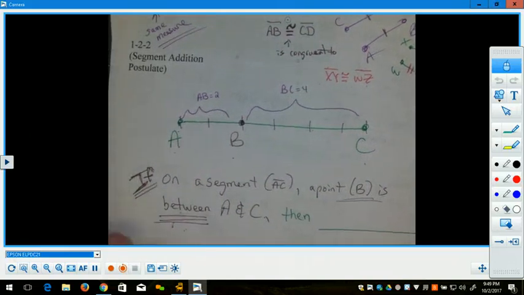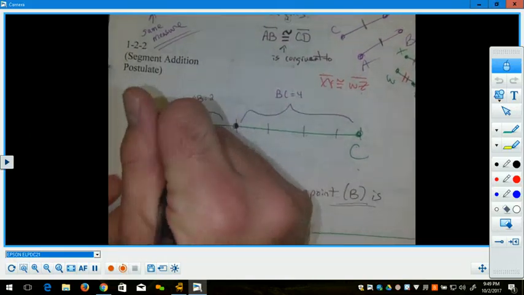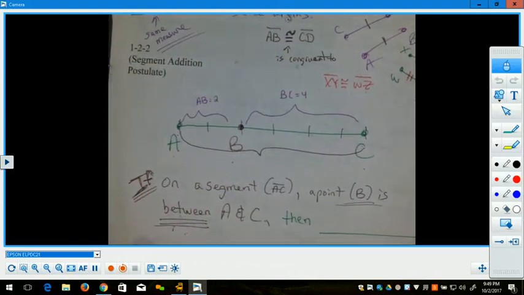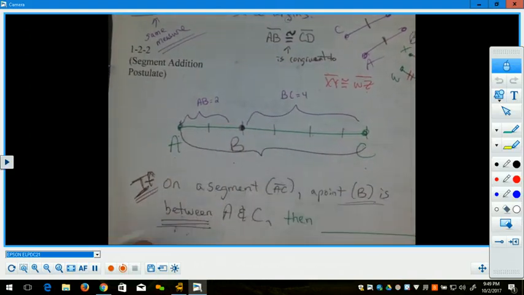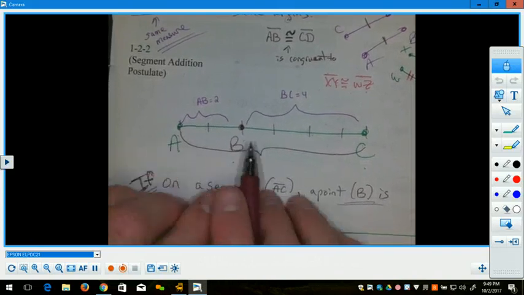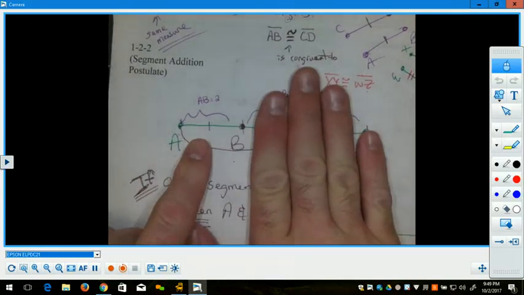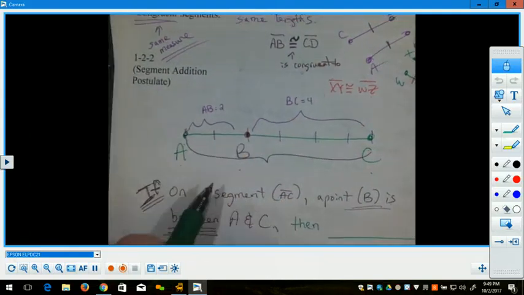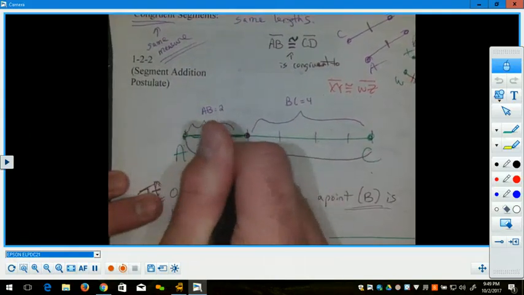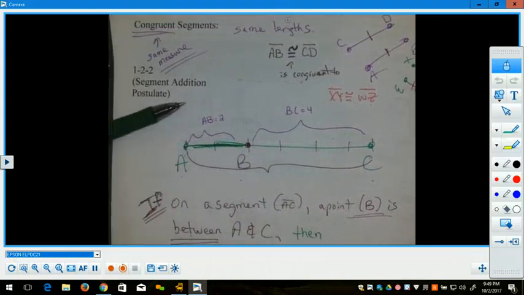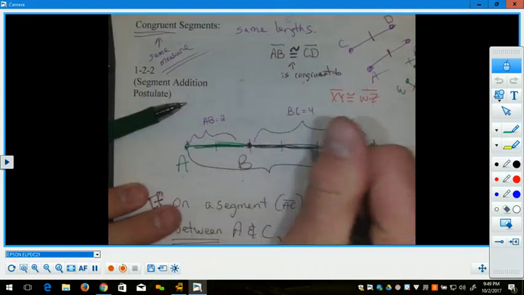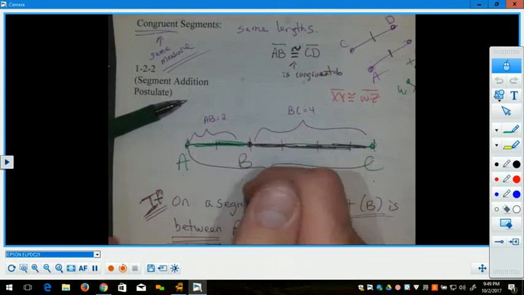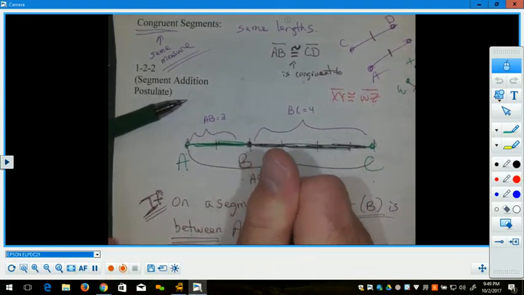Then what is the distance from A to C? Well, that's easy, Mr. Ritter. It's 1, 2, 3, 4, 5, 6. Yeah, it is. Or 2 plus 4. We're basically taking this segment's distance and this segment's distance and adding them together to get the whole thing. AB plus BC.